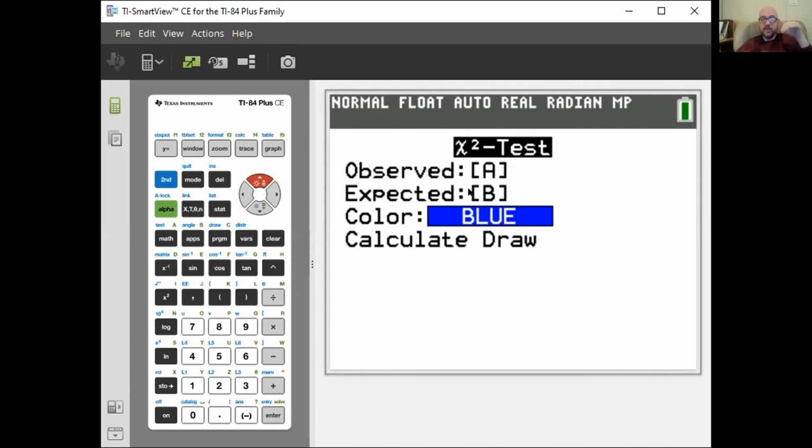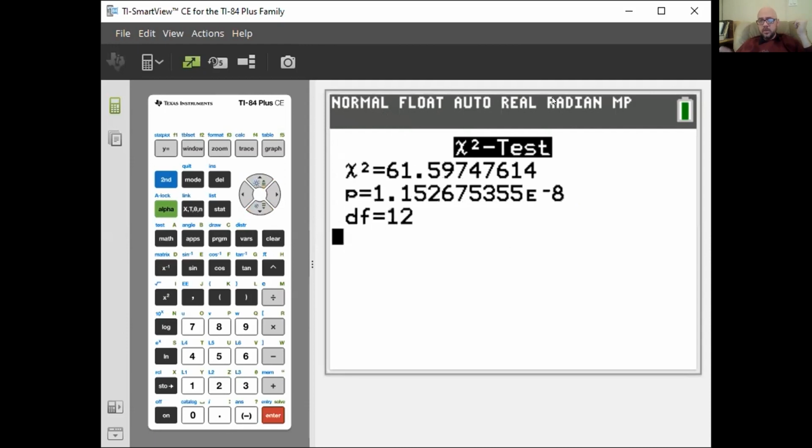So the only thing we really have to fill in here is where we put the observed values and where we would like the calculator to put the expected values. So the default is observed and expected to be. So I'm just going to leave it like that and go to calculate. And it spits out a p-value for us, right? Gives us our chi-square test statistic of, in this case, 61.6 or thereabouts, and a p-value of 1.15 times 10 to the -8. So very, very small. And notice that it has 12 degrees of freedom, just like we said it would, right? Rows minus 1 is 3, columns minus 1 is 4, 3 times 4 is 12. That's how we do it.